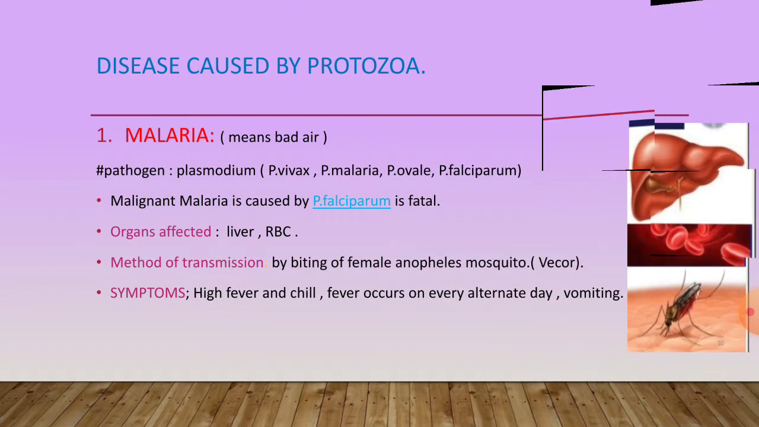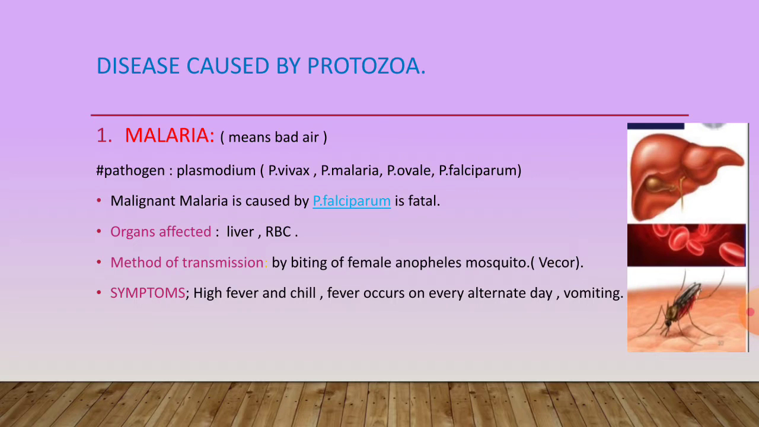Now we'll study the diseases caused by protozoa. In this, the first disease we will study is malaria. The pathogen of malaria is Plasmodium. Plasmodium has four varieties: Plasmodium vivax, Plasmodium malariae, Plasmodium ovale, Plasmodium falciparum. Among these, malignant malaria is caused by Plasmodium falciparum, which is a fatal disease.